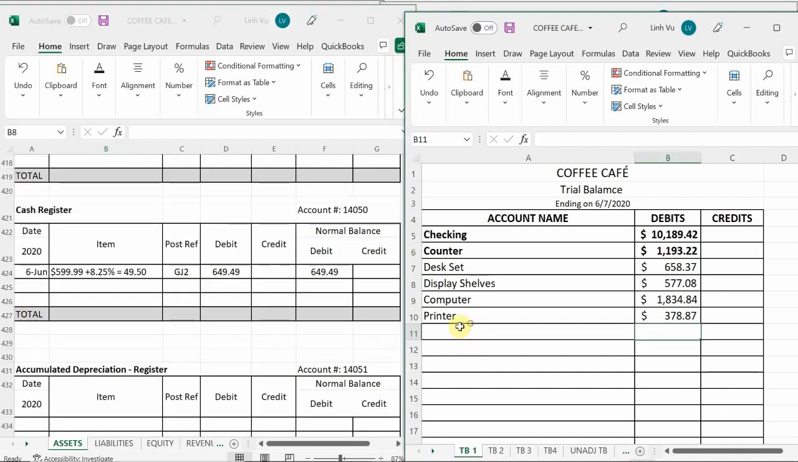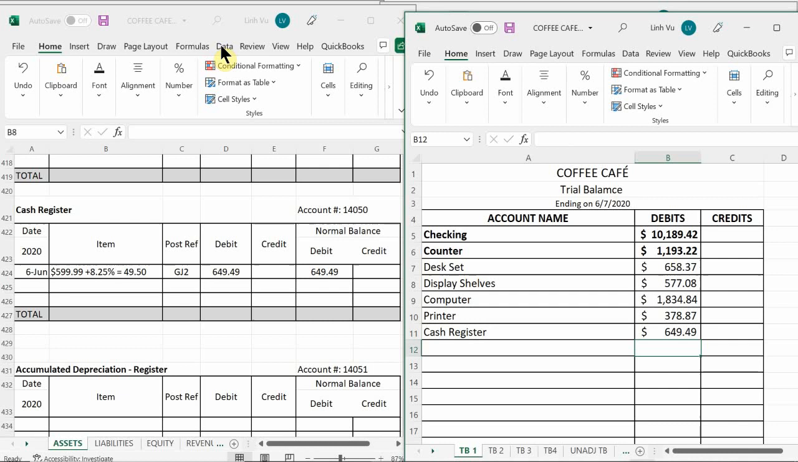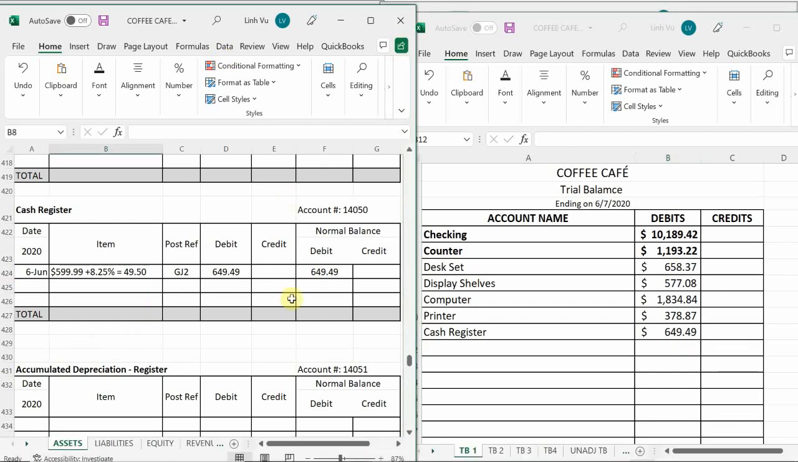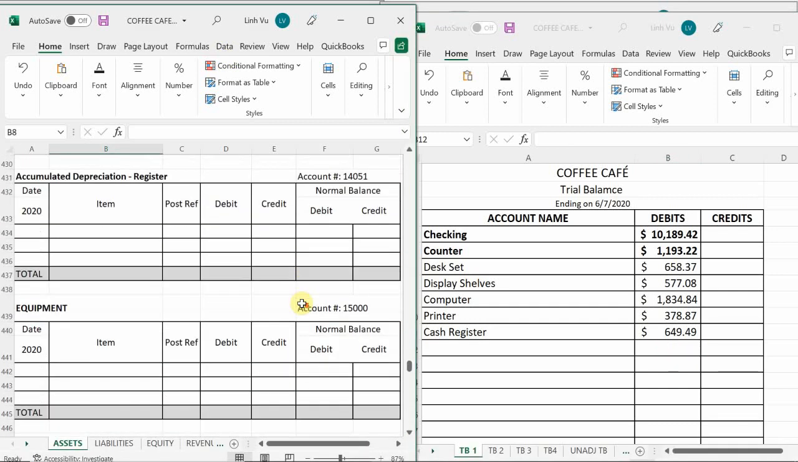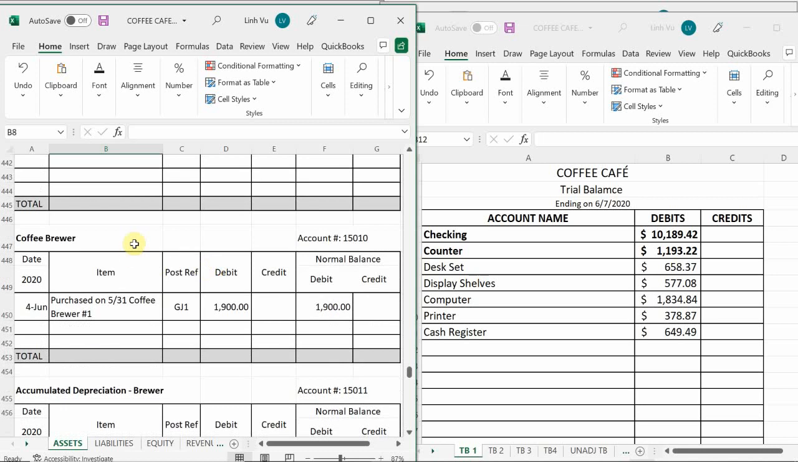How much was my cash register for? $649.49, right, on the debit side, because I acquired an asset. Okay. Did I buy any equipment? Okay, I did, but it's separated, right?